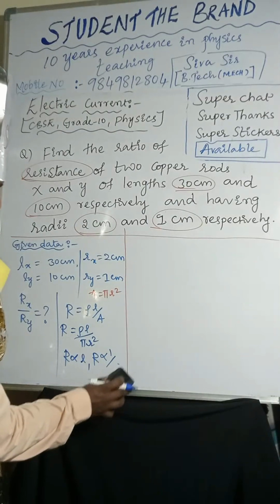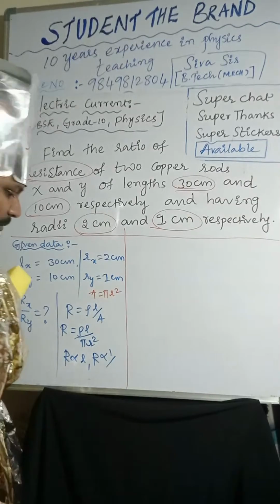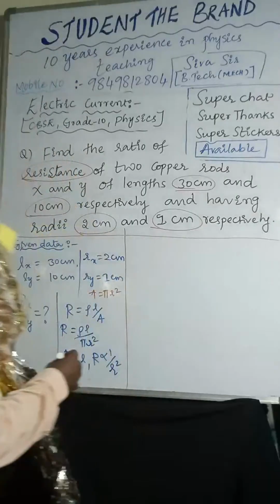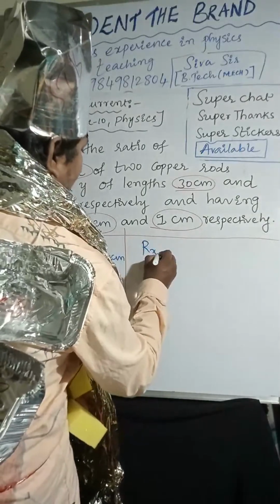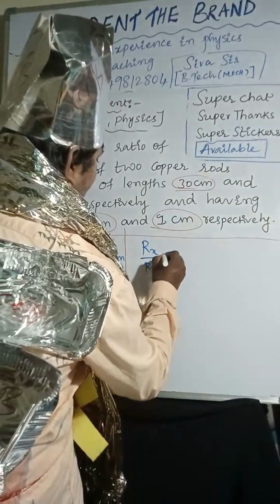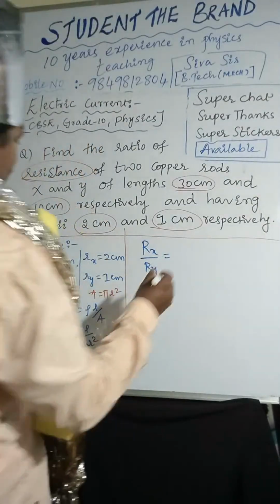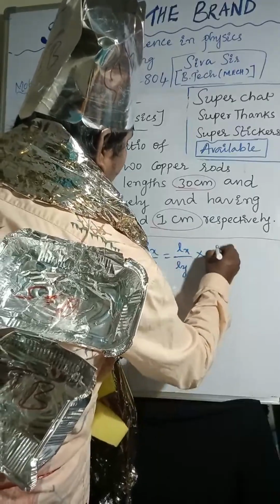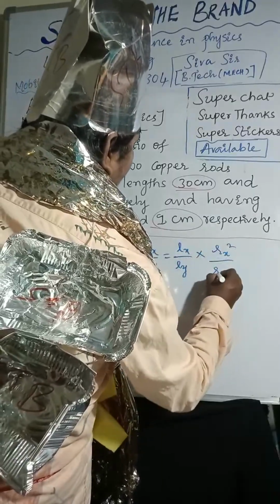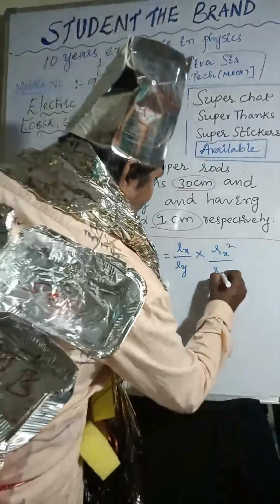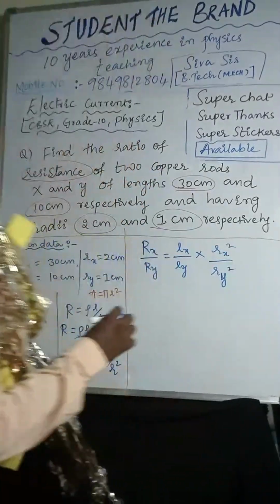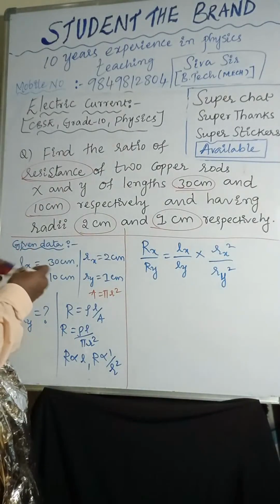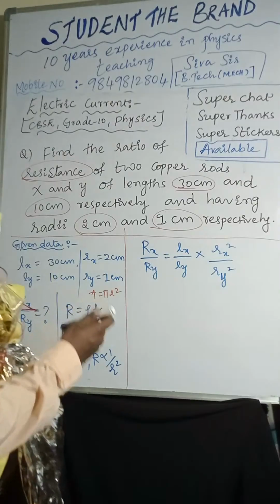Now we'll do it. R square. Now R1 by, so that is nothing but Rx by R. Rx by Ry equal to Lx by Ly into Rx square by Ry square. Right? Now substitute the values. So you can convert into meter square. You can convert into meter.